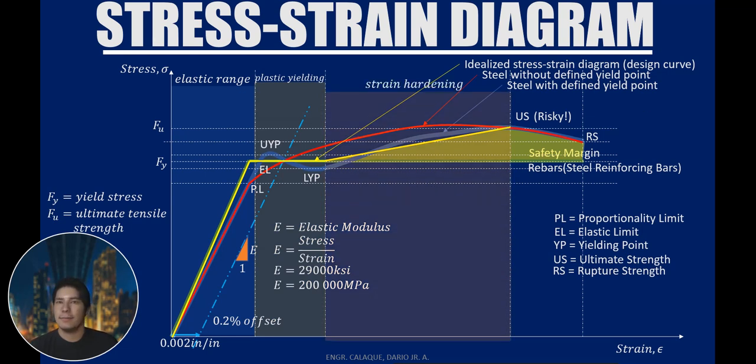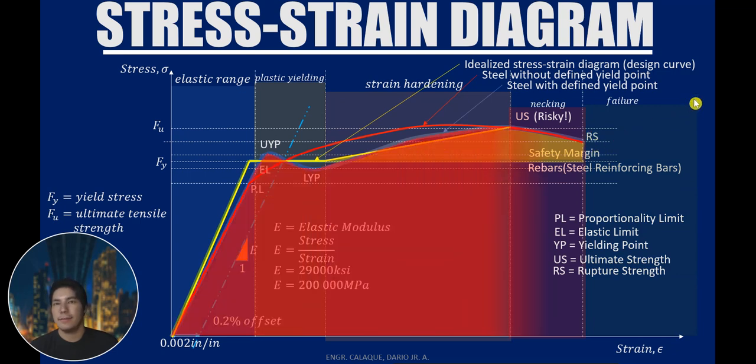Parang sobrang stress na yung material mo. So, sobrang lengthy na siya. So, meaning, na-reach na niya na yung ultimate strength niya. And then, dito naman, in between ng US at RS, ito yung necking. So, medyo na-observe natin na may deformation na nangyayari sa material natin. And we have this failure. Okay? So, pag dumating tayo dito sa RS, meaning failure na yan.